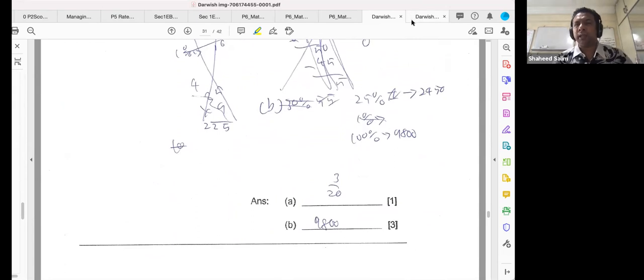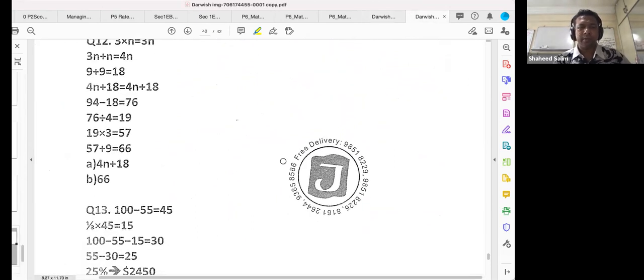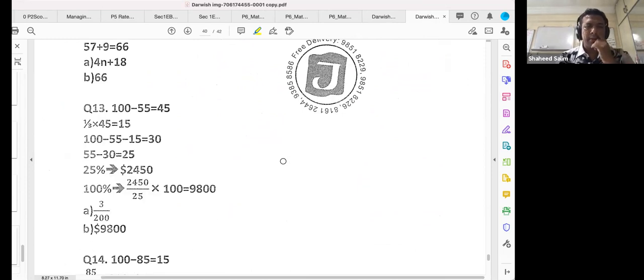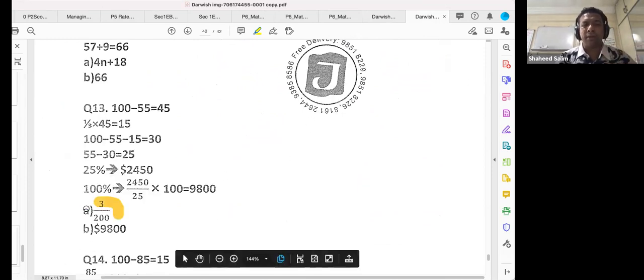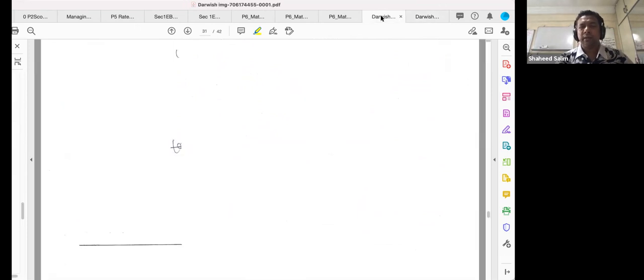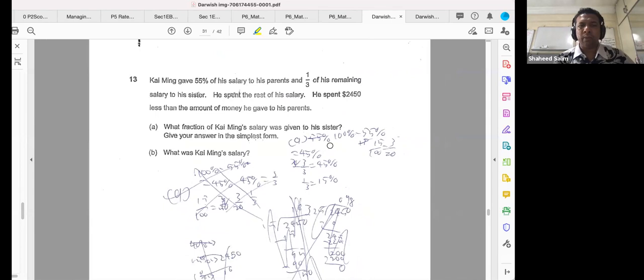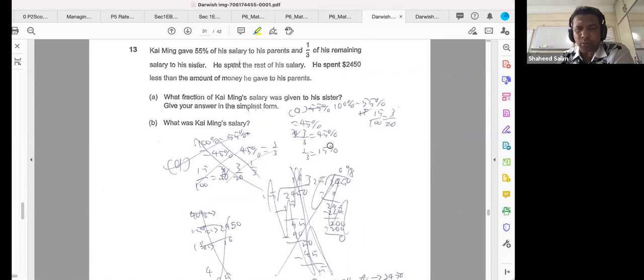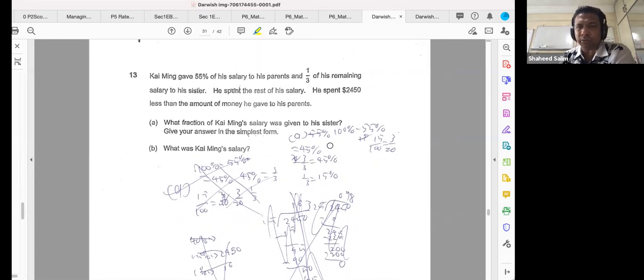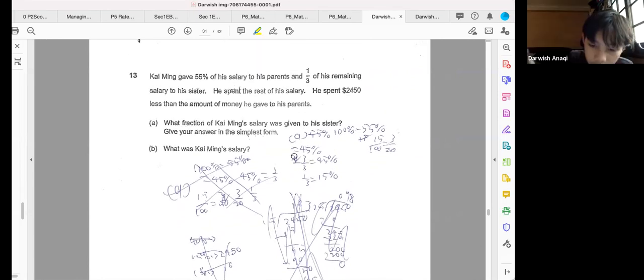3 over 200. Let us see. Yours is over 20. Okay, what fraction of... First of all, do you want to check whether it is 3 over 200 or you think it's over 20? Wait.